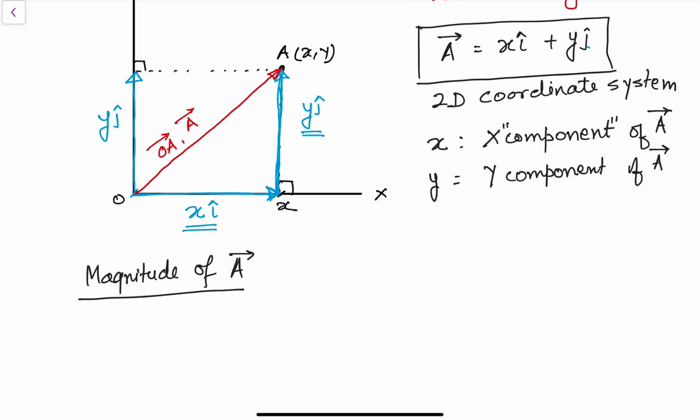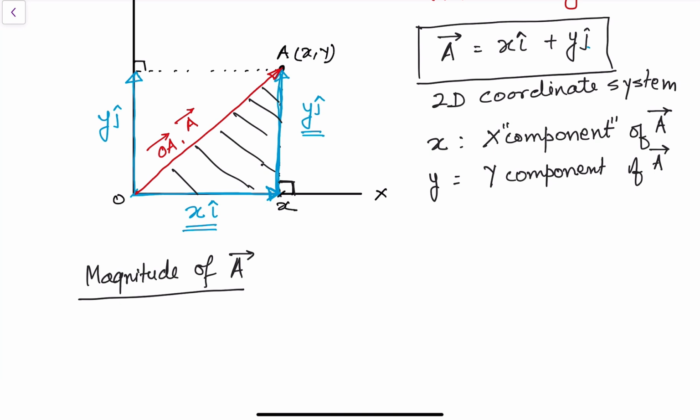So you can now see getting magnitude of A is very easy. This is 90 degree, and you can see that this shaded triangle is a right angled triangle. So you can always apply Pythagoras theorem.